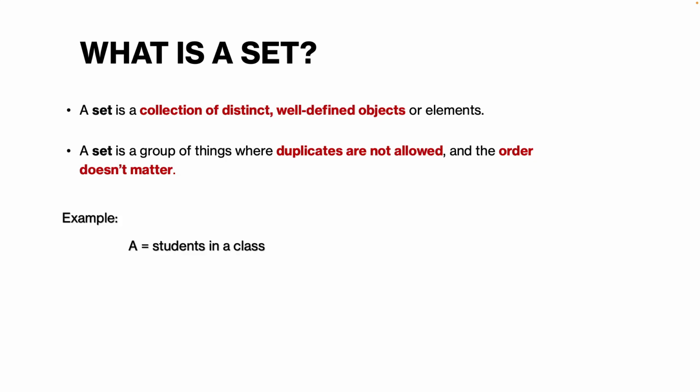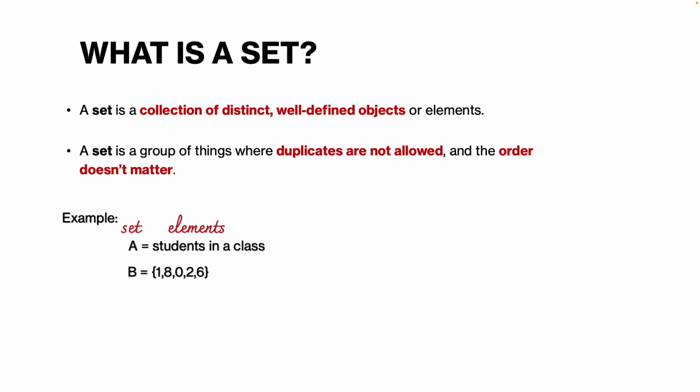So A is equals to students in a class, where A is the set and students in a class are what we call, ang tawag natin ay elements. Okay? So, pag sinabi kong A, ang laman ng A is the elements, which is the students in a class. Ang tawag din natin dito is set definition. Okay? Hindi ko nalagay, pero ang tawag din natin dito is what we call set definition.